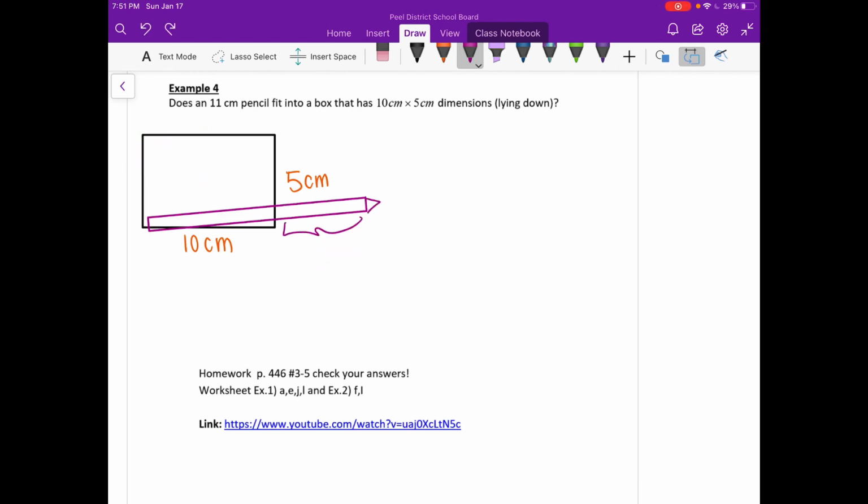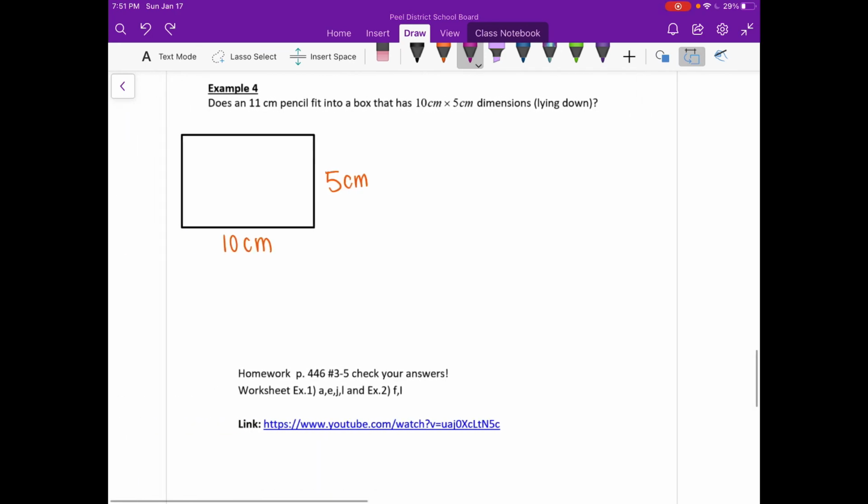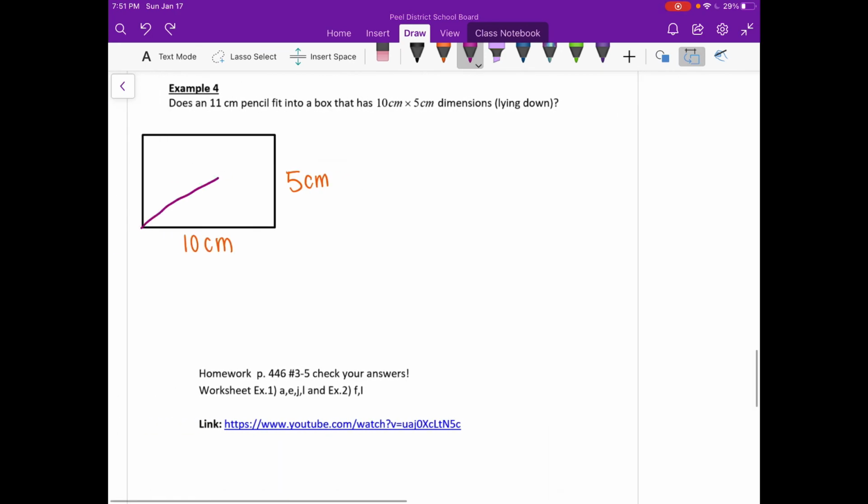What's another way that I could fit this pencil in? Logically, I could fit it in this way. I could fit it in diagonally. I could try to fit that in. But I don't know how big this box is diagonally. So let's figure out how big this box is diagonally and if I can even fit an 11 centimeter pencil in there. Okay? In order to figure out how big this box is diagonally, I'm going to find, and I'm just going to draw this in so that it looks nicer.